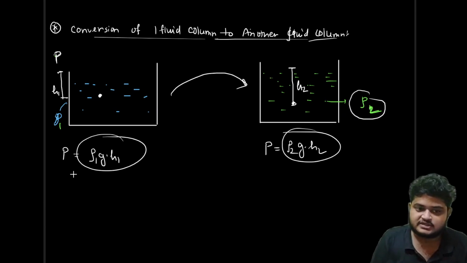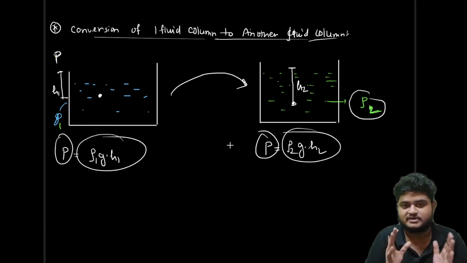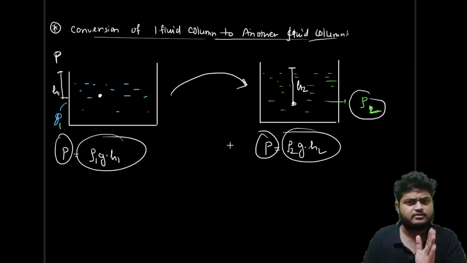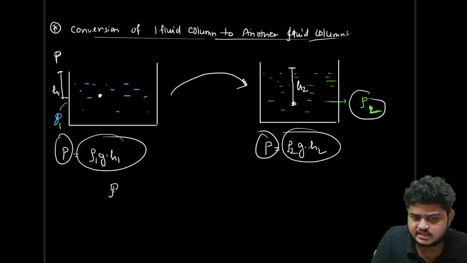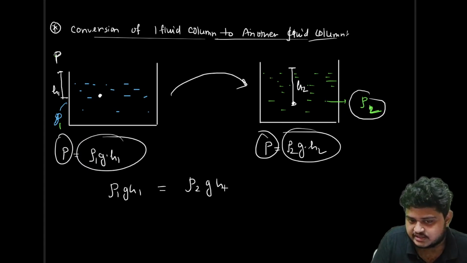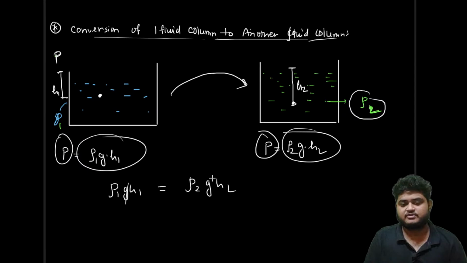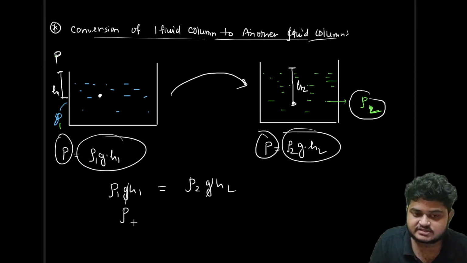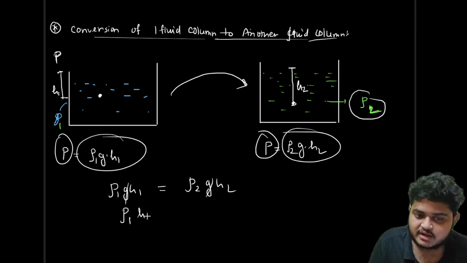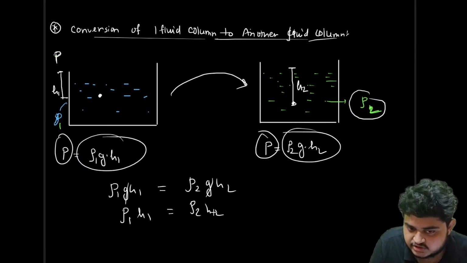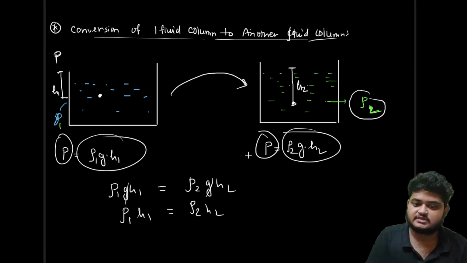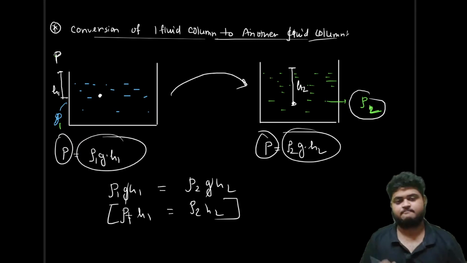Both the pressures are the same, P is the same for both, so we can say that rho 1 g h1 is equal to rho 2 g h2. G obviously will be cancelled out, then the relationship comes out as rho 1 h1 is equal to rho 2 h2. And this is the conversion formula.